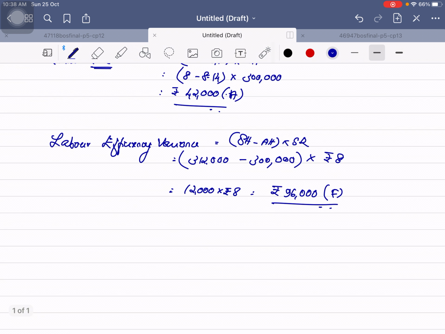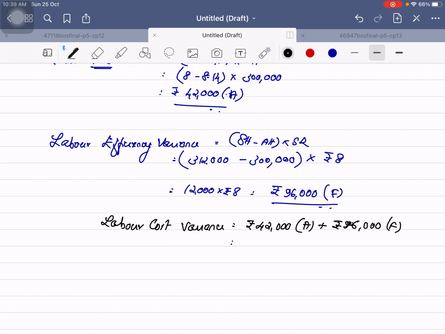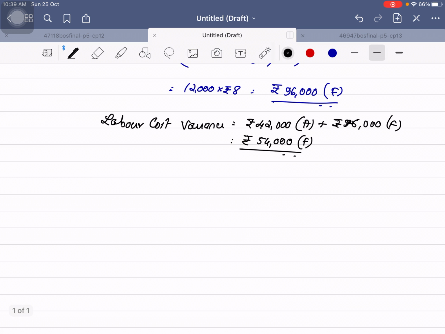So now the labor cost variance is equal to rupees 42,000 adverse plus rupees 96,000 favorable, that is equal to rupees 54,000 favorable. Now that is the cost variances computation. Now you have to interpret the results.